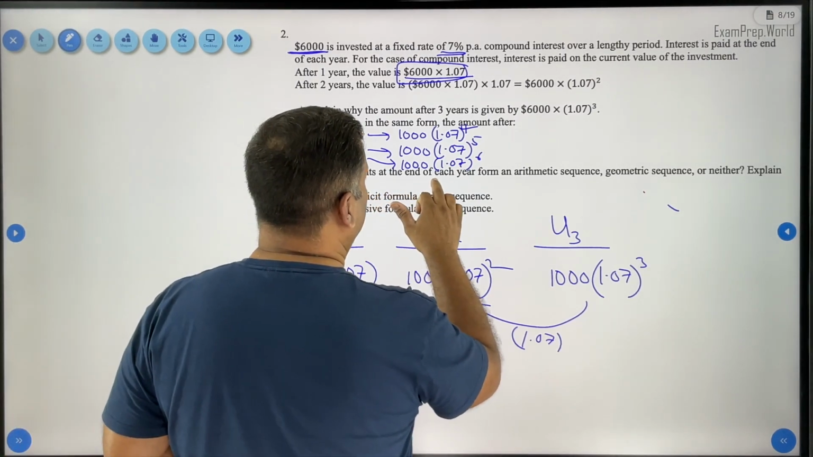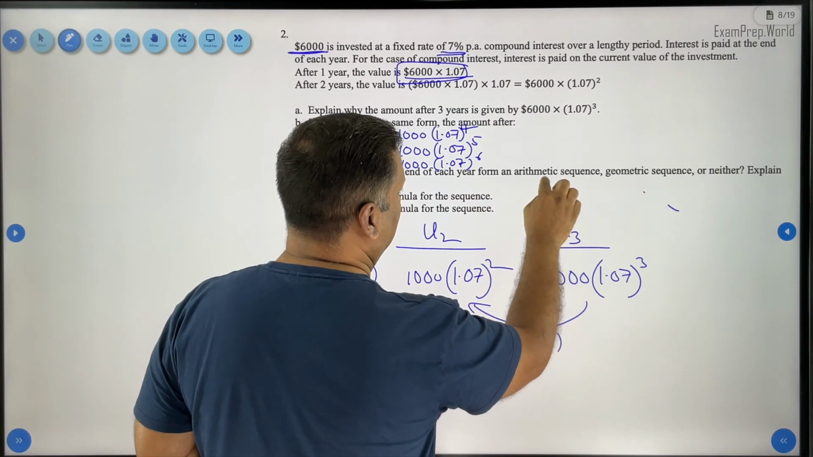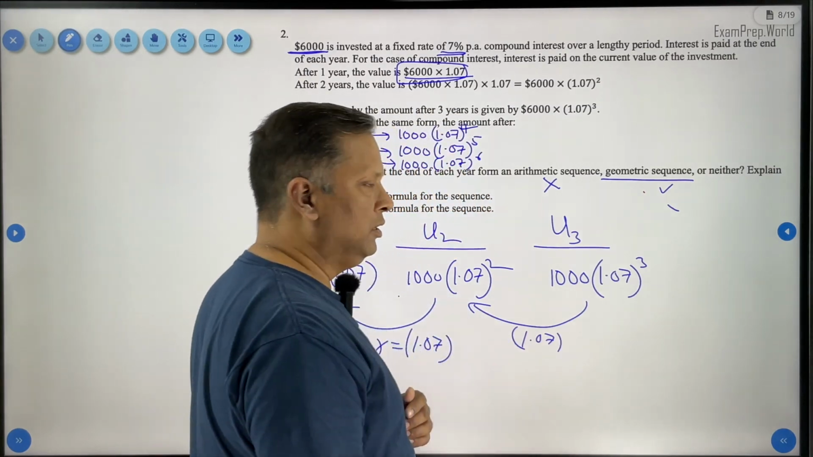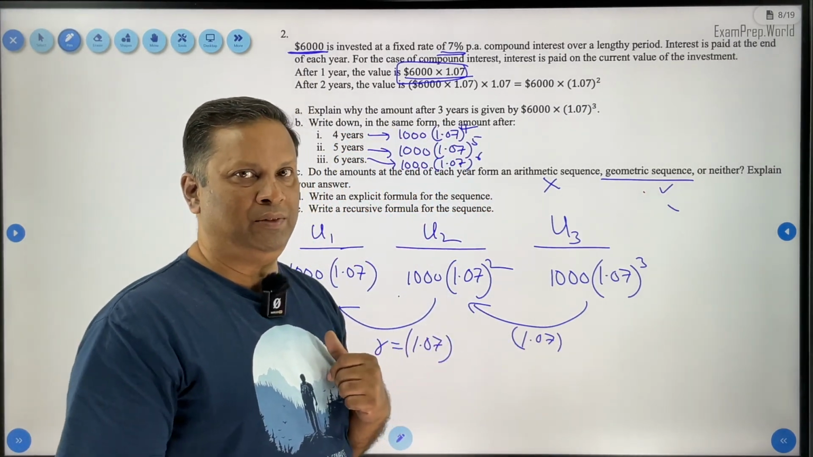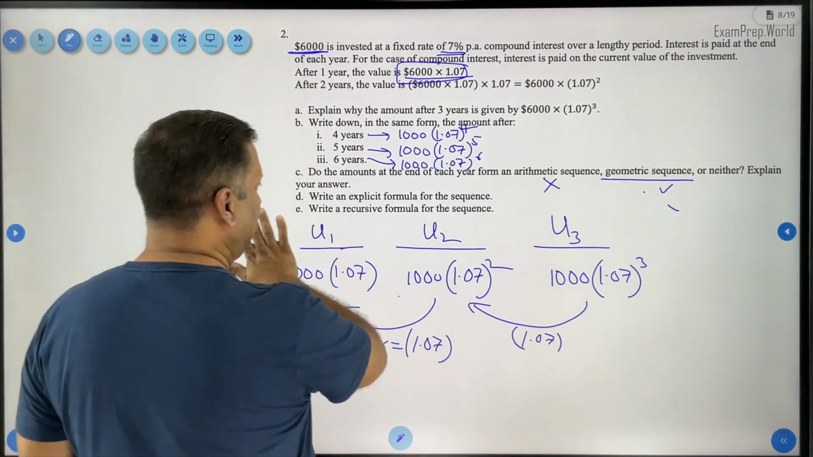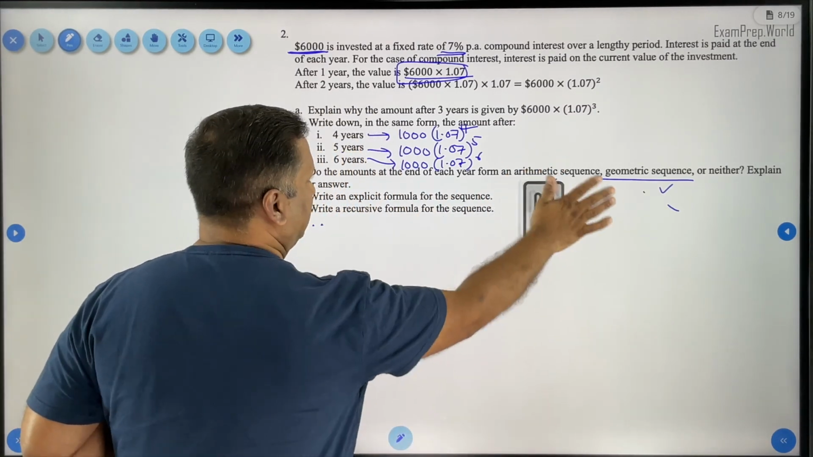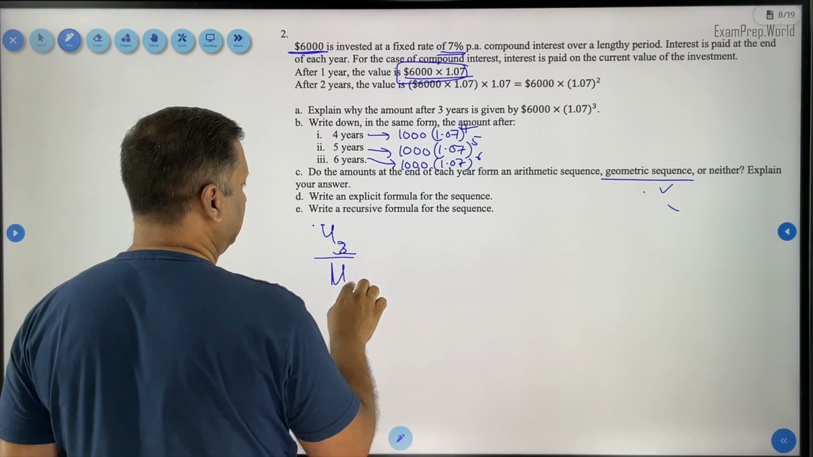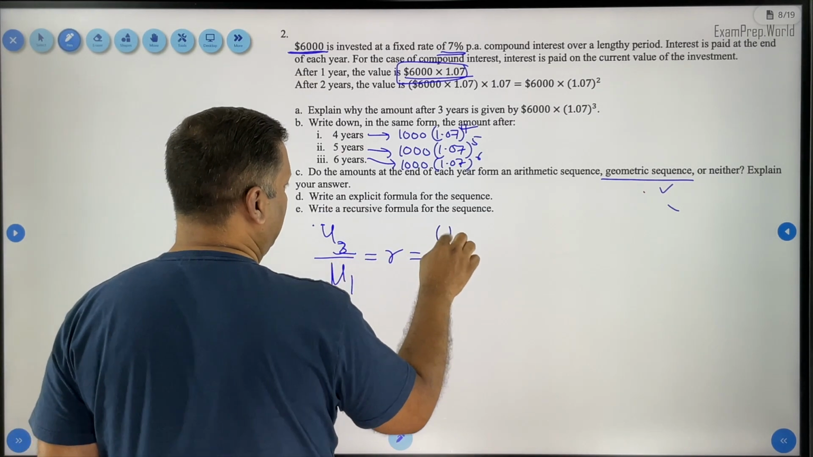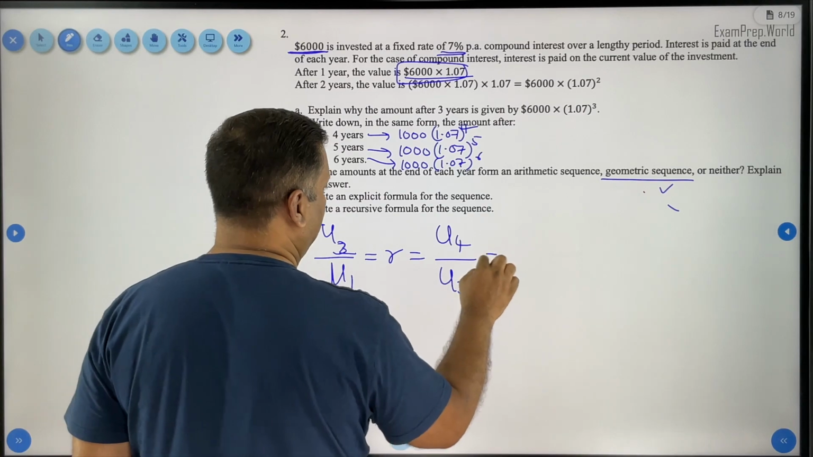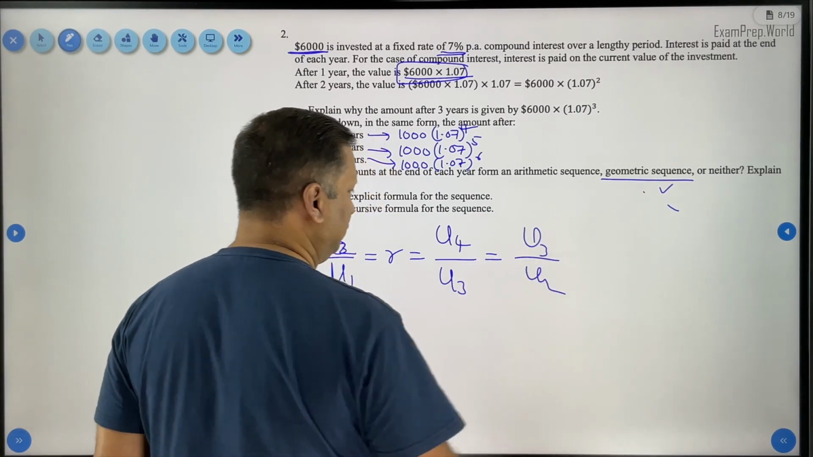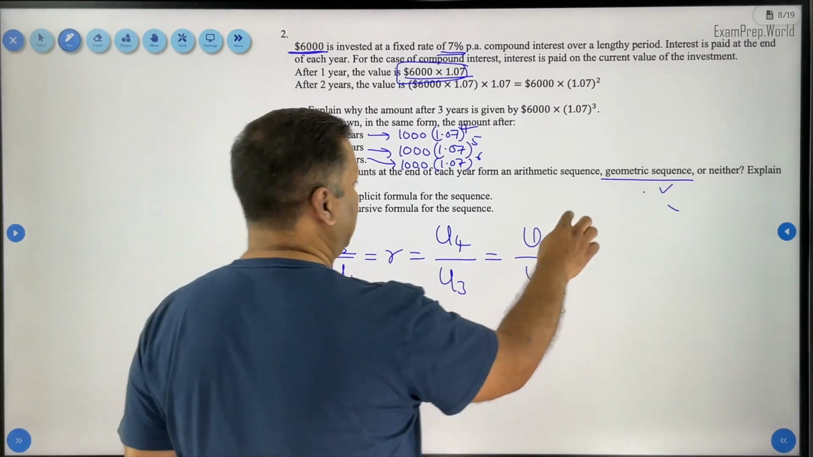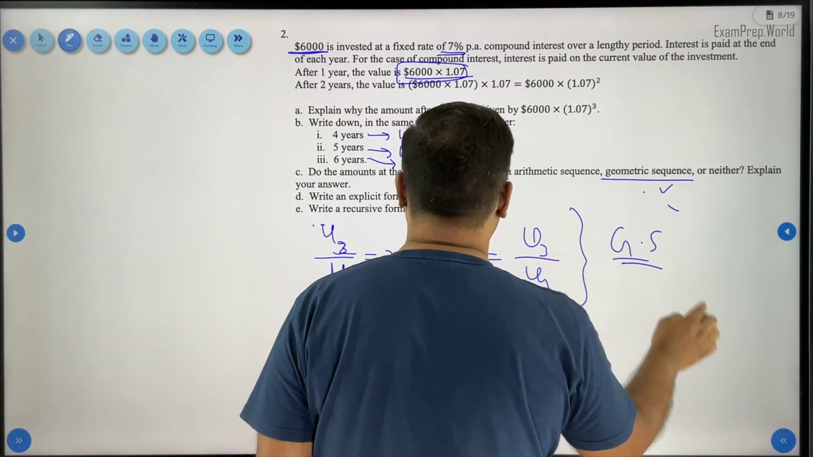Do the amounts at the end of each year form an arithmetic sequence? No. They form a geometric sequence. Explain. Because the common ratio is 1.07. How do you explain that? You can always tell, after writing the sequence, that U2 divided by U1, which is the common ratio, is also equal to U4 divided by U3 or U3 divided by U2. When R is the same, that means it is a GP. This implies that the sequence is a geometric sequence.